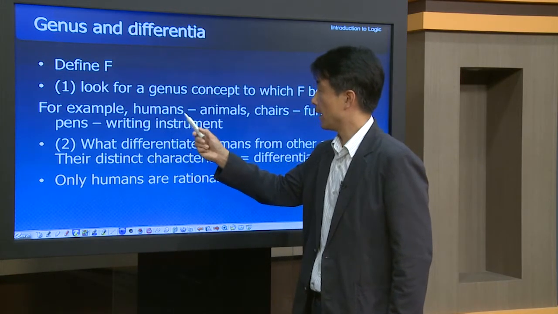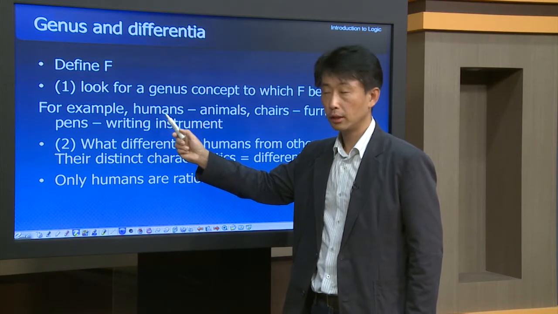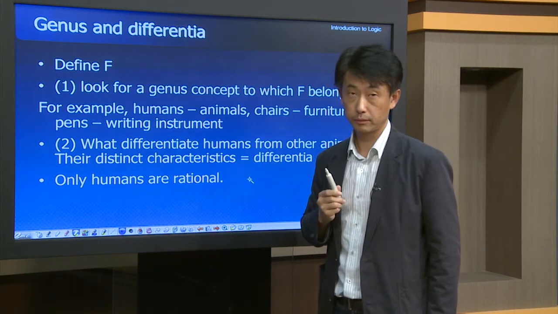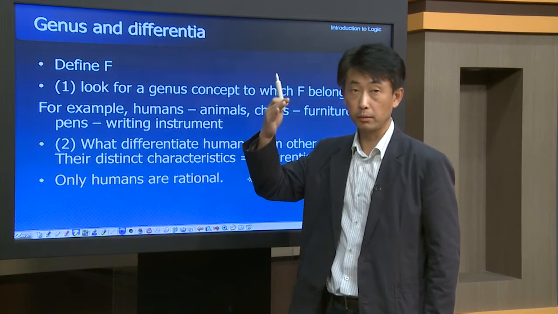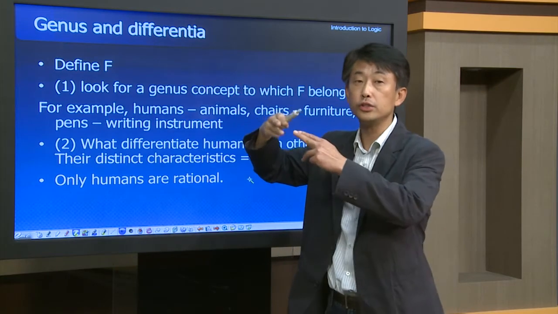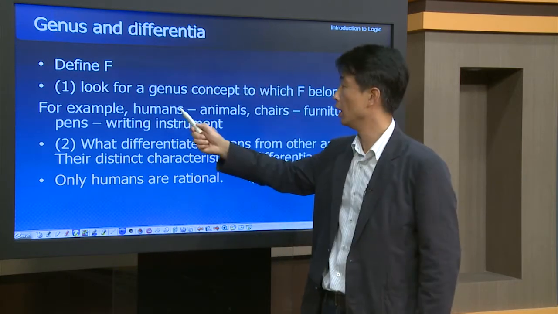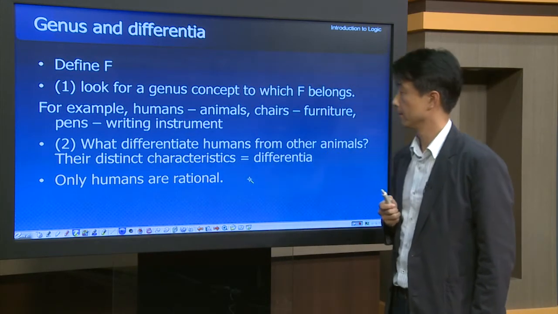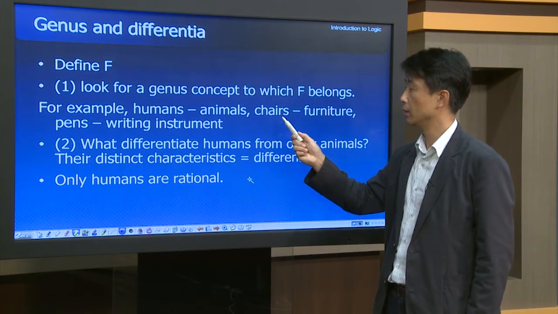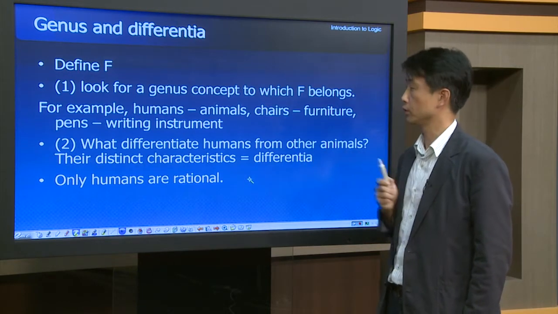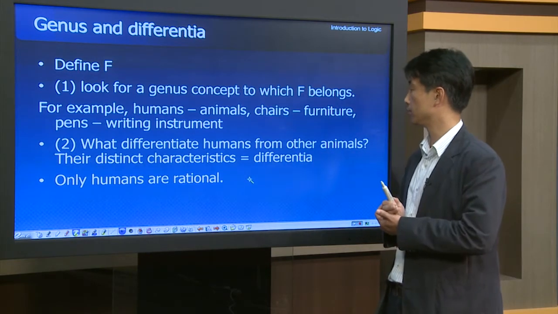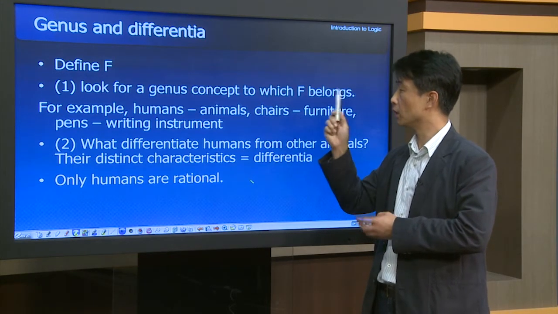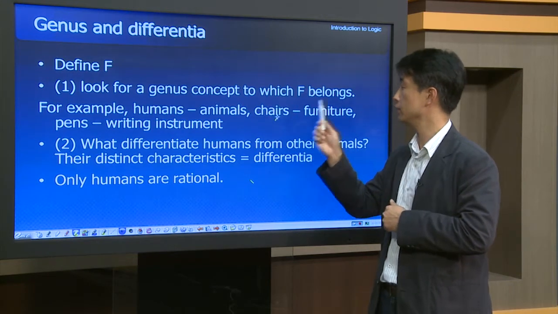For example, when we try to define the term humans, the genus concept of humans is animals. Okay? Genus, remember, is the higher concept to which that concept belongs. So humans belong to animals. Another example is chairs. Chairs belong to furniture. Chairs is just a case of furniture. So the genus concept of chair is furniture.